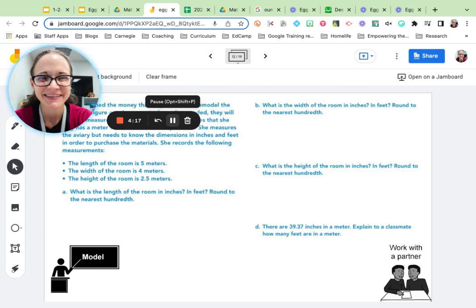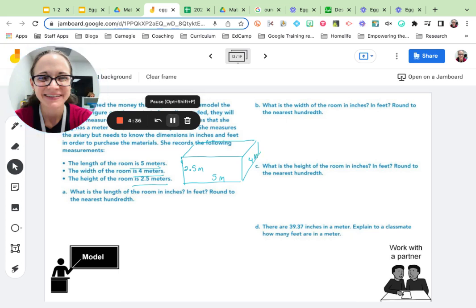Here's her measurements. She knows that the length of the room is 5 meters, the width of the room is 4 meters, and the height of the room is 2.5 meters. That means if we were going to draw a picture, it would look a little bit like this: 2.5 meters high, 5 meters long, and 4 meters wide. It would be something like that.